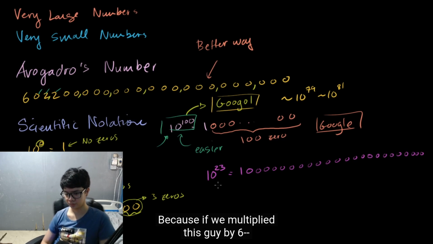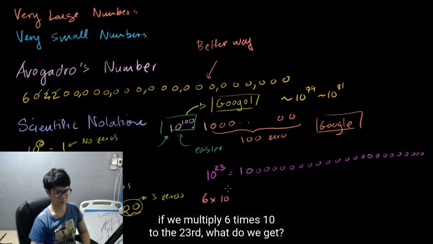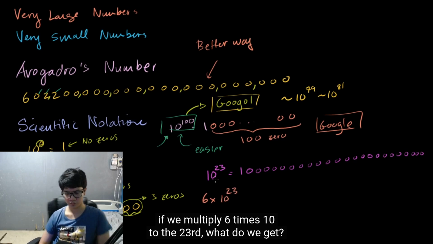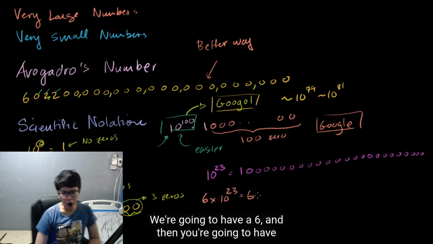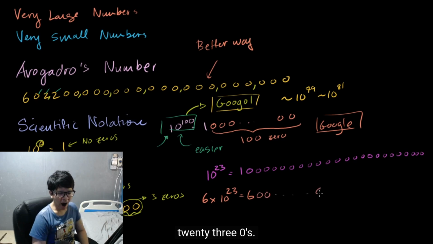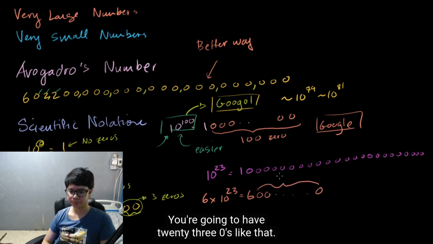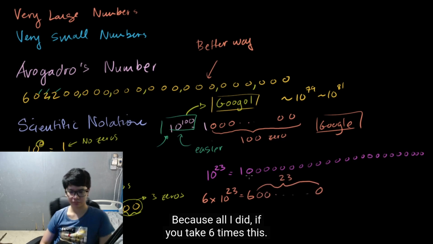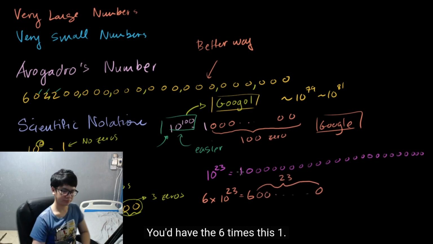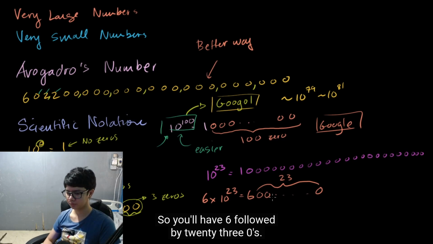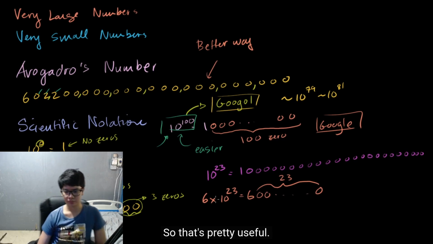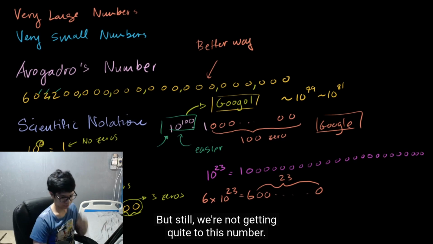Well, we can, because if we multiply 6 times 10 to the 23rd, what do we get? Well, we're just going to have a 6, and then you're going to have 23 zeros. If you take 6 times this, you don't have to multiply, you have 6 times this 1, and you get a 6, and then 6 times the zeros will all be zeros. So that's 6 followed by 23 zeros. So that's pretty useful, but still we're not getting quite to this number.